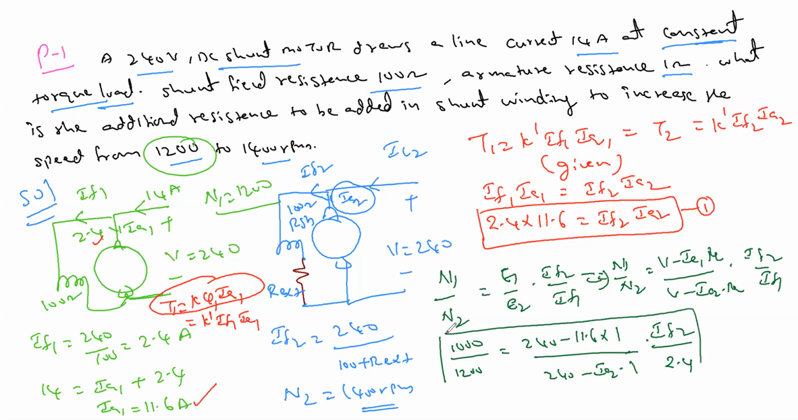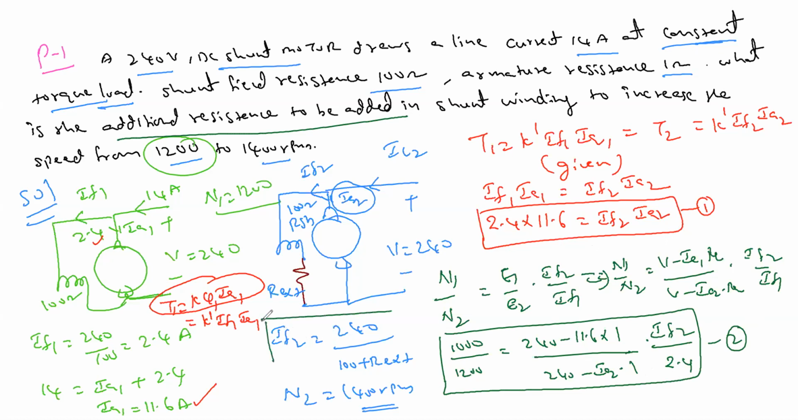So we have two expressions, the second equation. With two unknowns, what do we need? How much additional external resistance to put; for that we need IF2. When we get IF2, the R external value will be known. So now solve these two, solve 1 and 2. Get me only the IF2 value. Can you please try it?